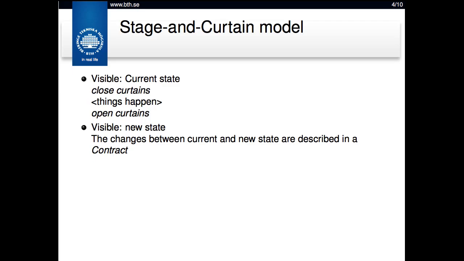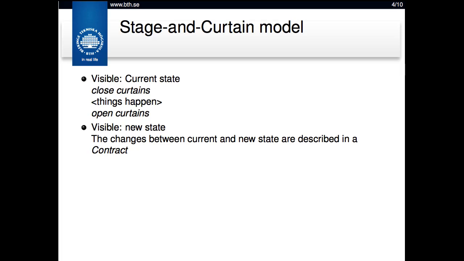You can view this as a stage and curtain model, where you're looking at the stage, the curtains are open, things are placed in a particular way on stage, actors are standing in one particular way, and then you close the curtains. And then things happen, and you open the curtains again, and then you look at what changes have been made. So you may have a different background, you may have moved a flower, you may have a different actor standing on stage or whatever. Same thing with the system.